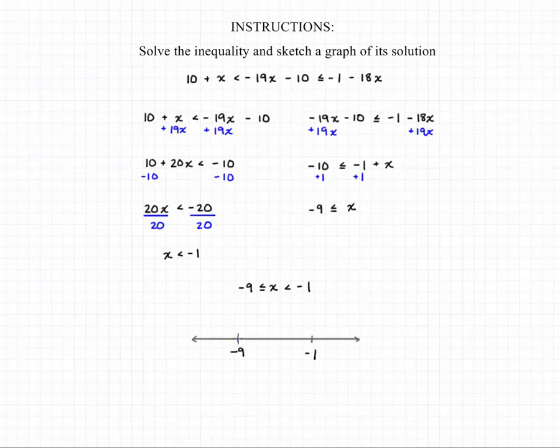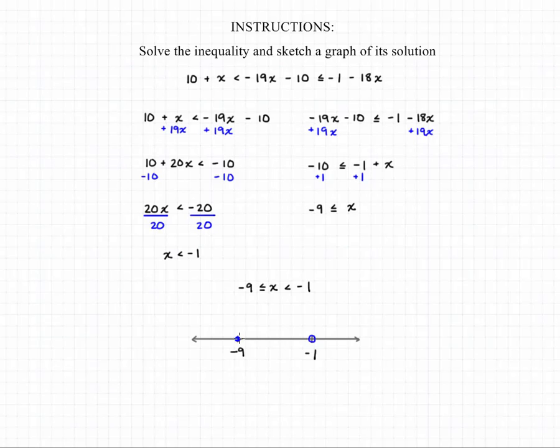So for negative 9, because x is greater than or equal to negative 9, we're going to fill in the circle and include that point. We also want to include points that tend to be toward the right of negative 9. However, x also has to be less than negative 1. So because it can't be equal to negative 1, we're going to use an open circle there.